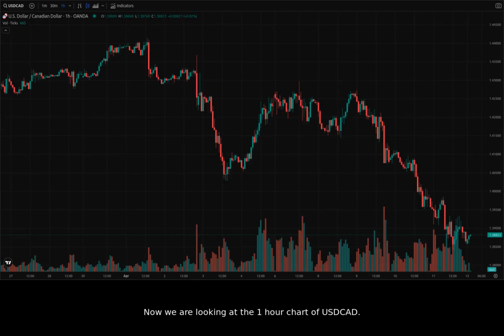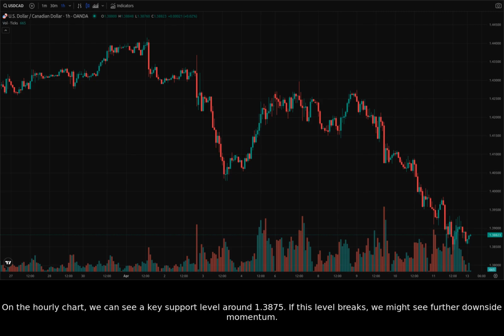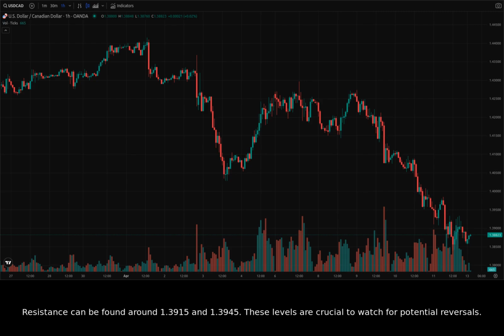Now we are looking at the 1-hour chart of USDCAD. On the hourly chart, we can see a key support level around 1.3875. If this level breaks, we might see further downside momentum. Resistance can be found around 1.3915 and 1.3945. These levels are crucial to watch for potential reversals.